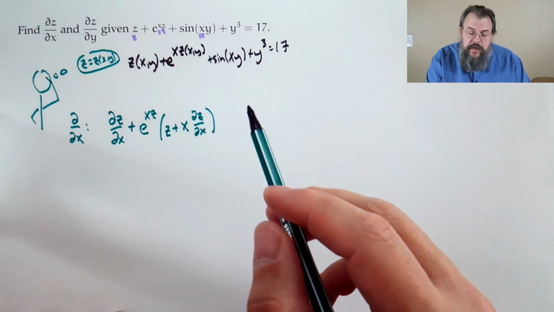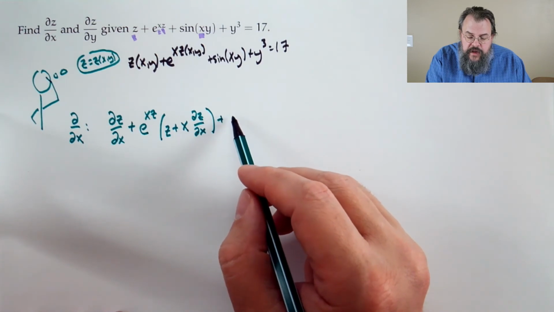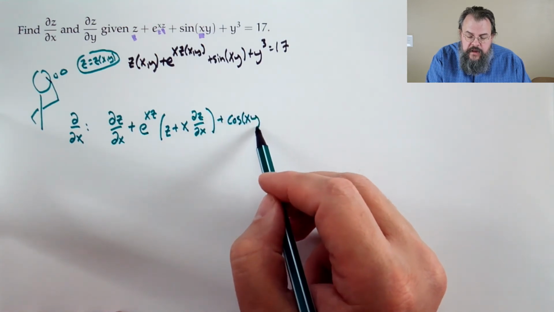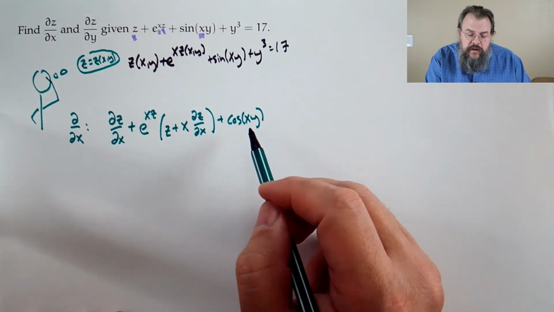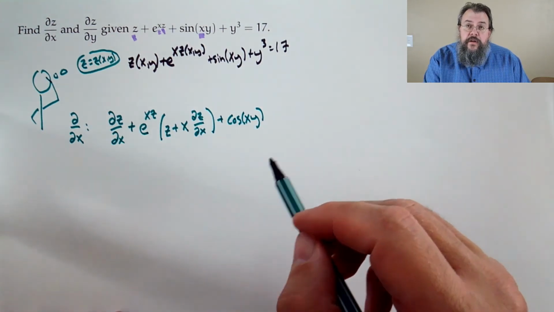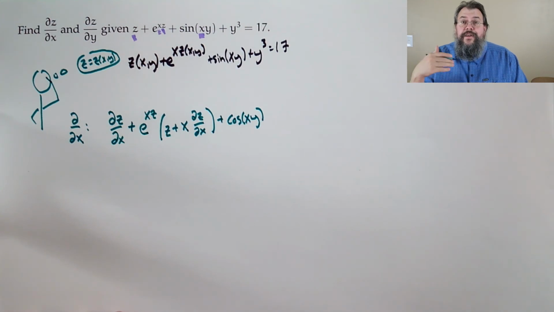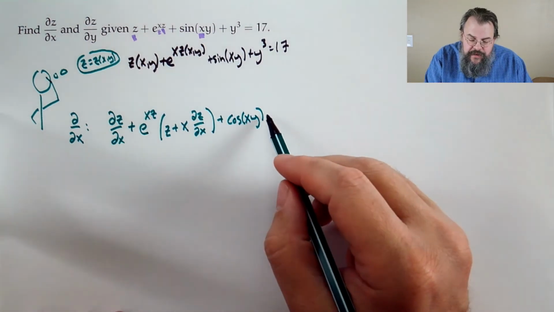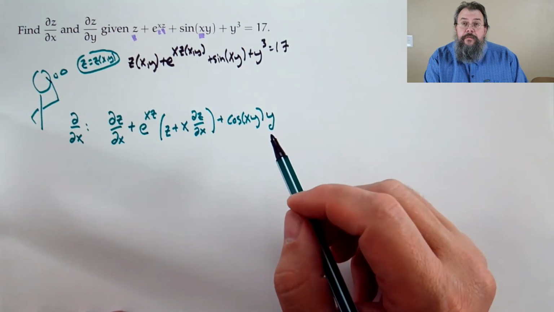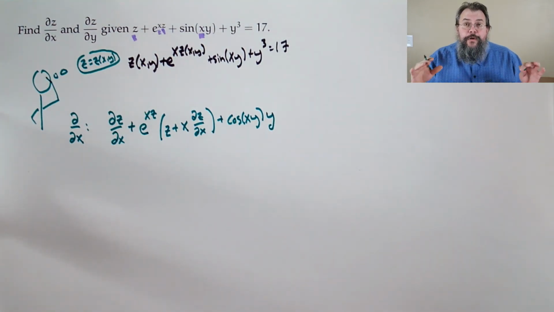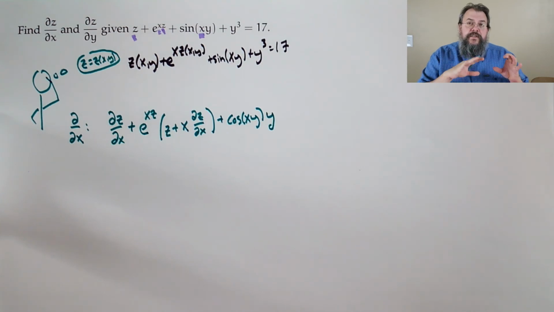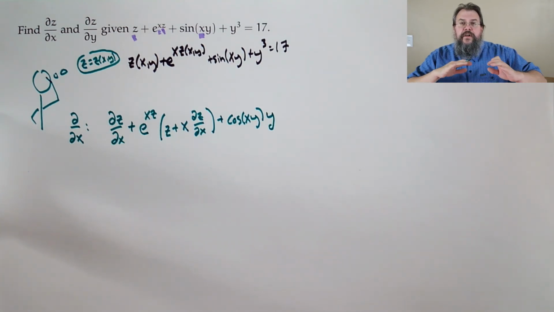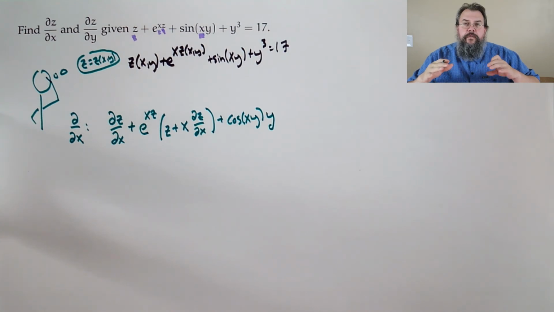Derivative of sine of xy. Well, chain rule. Derivative of sine is cosine. So the inside stays the same times the derivative of the inside. The derivative of x times y with respect to x is y, because y is acting like a constant. Derivative of y cubed, 0. Remember, in this setting here, x and y are the variables. In other words, they're independent. So it doesn't matter what's happening to x, y can do its own thing. That's why the derivative of y is 0 here.